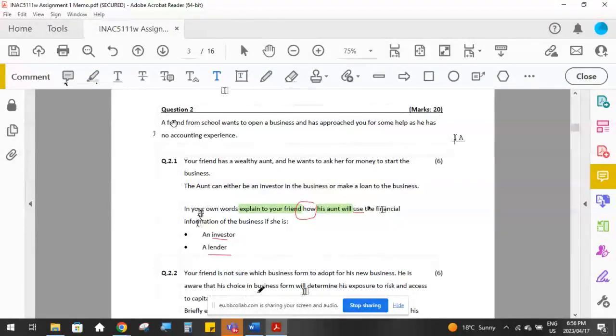In your answer, you had to say what my friend should tell his aunt to do. You can't just go to a textbook, find a section, paraphrase it, and give me a definition of a lender and a definition of an investor. You have not answered the question. The question says, explain to your friend how his aunt will use the financial information. And how will she use the financial information? Not what is an investor and what is a lender. So in other words, you have to say, as an investor, what will her actions and her expectations be?